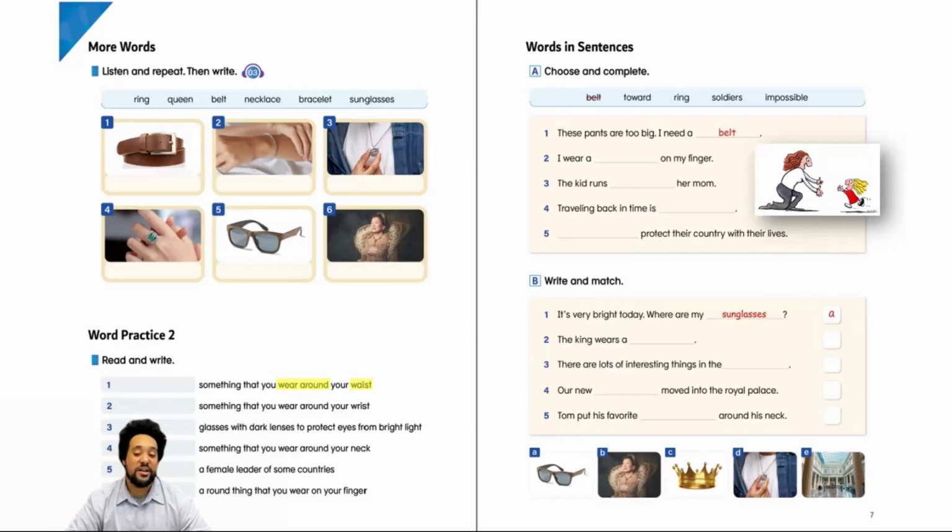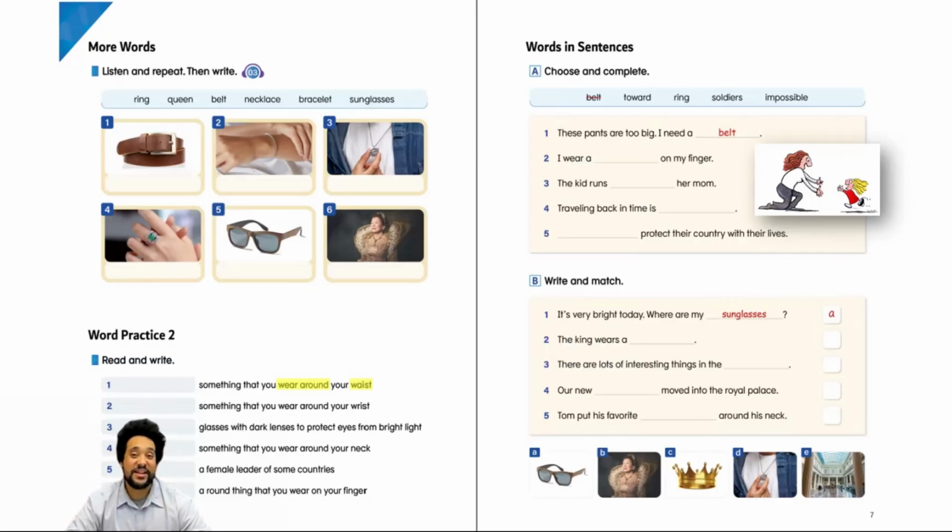Very good. Now, let's move on to the next section, write and match. So we have some sentences here, and what I would like you to do is to complete the sentence using the vocabulary words that we have been practicing. Then I want you to match the vocabulary words that have completed the sentence with the images below, and you can write the number there. So you can see that number 1 has been done already.